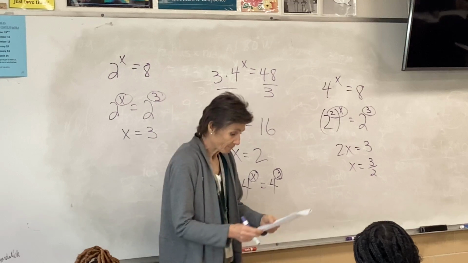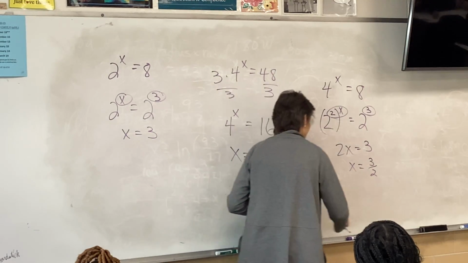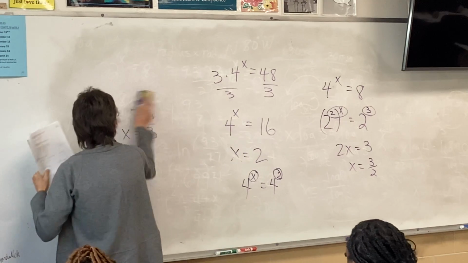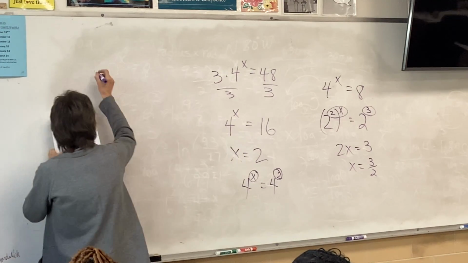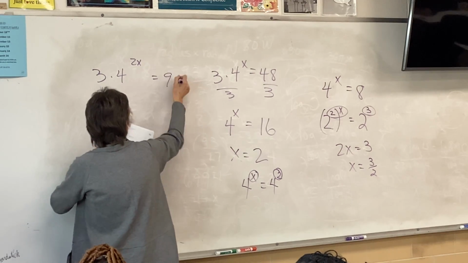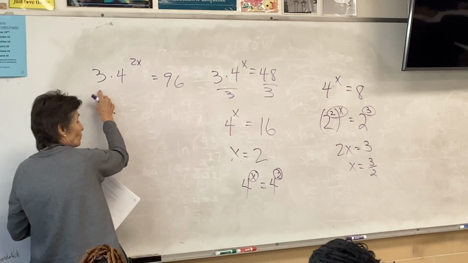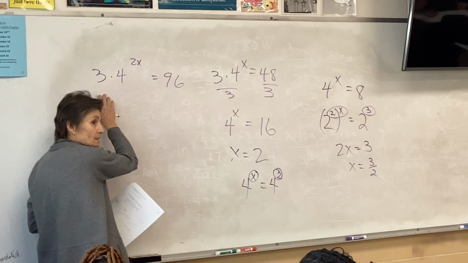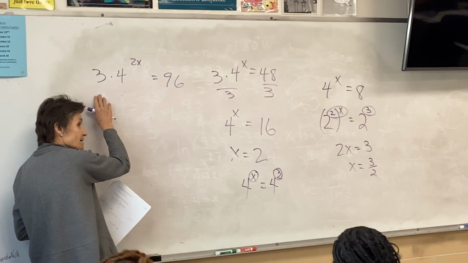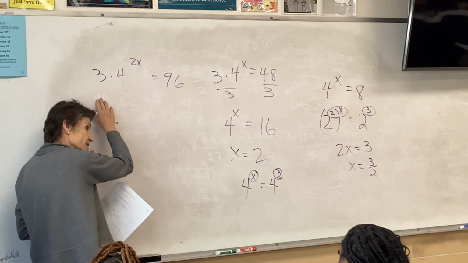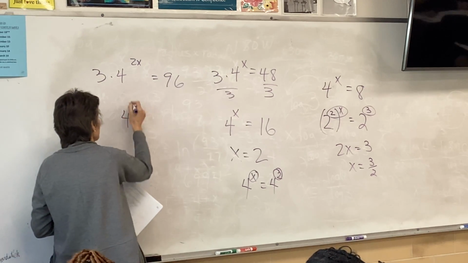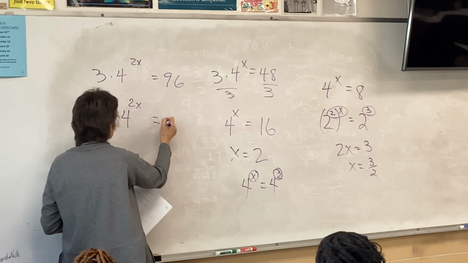All right, letter D. What about that one? What do you think about D? What are we going to do first? Divide both sides by 3. Yep, we do not want, and in a minute, we're going to be doing some logarithmic equations, we never want this extra number out in front, ever. When we do word problems after Thanksgiving, we're going to have this extra number all the time. The first thing you're going to do is get rid of it. So we're going to have 4 to the 2x equals 32.